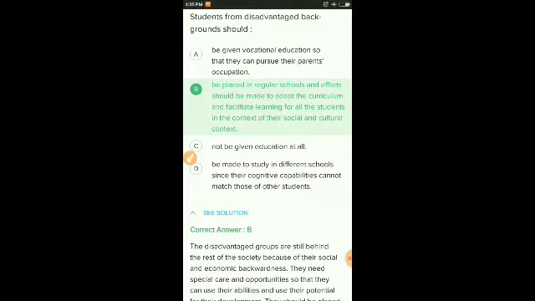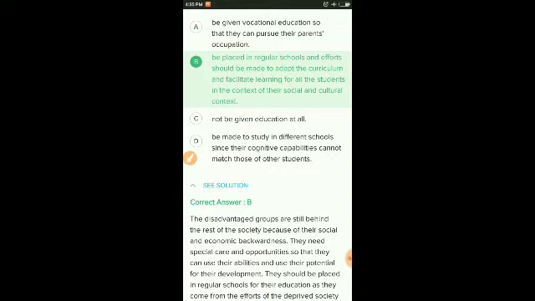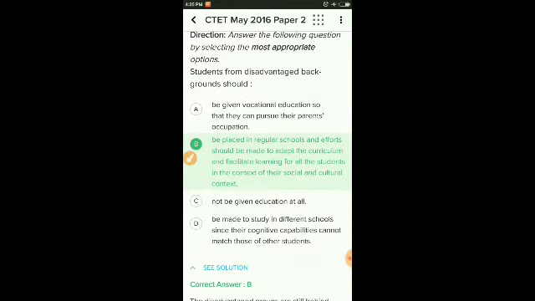They should make some such effort so that the curriculum and the facilities they are providing to the students are matched with the social and cultural background the student belongs to. Then only will they feel very comfortable to study and very easily cope with all those things. Okay, this is the correct answer.